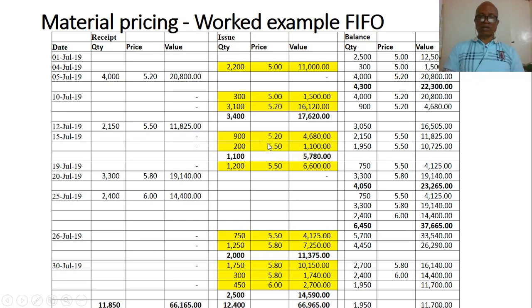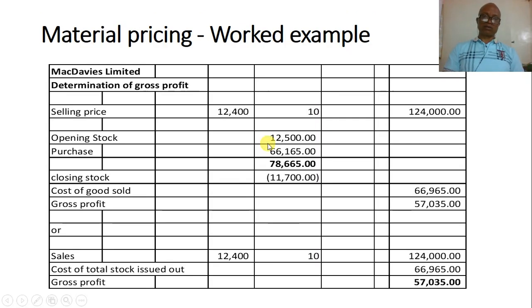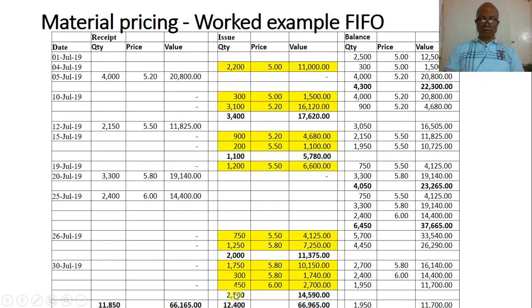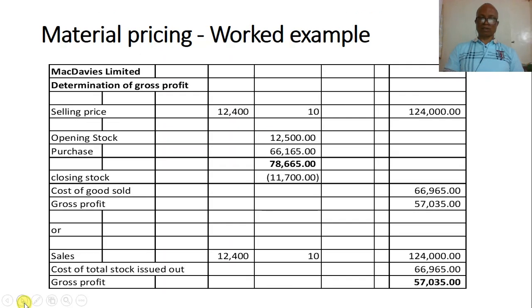Let's look at the second part of the question: calculation of the gross profit. Selling price now. Remember, you sold 12,000 units. That's the quantity issued out. 12,004, look at it here. 12,004 sold at 10 naira according to the question. So you arrive at 124,000.